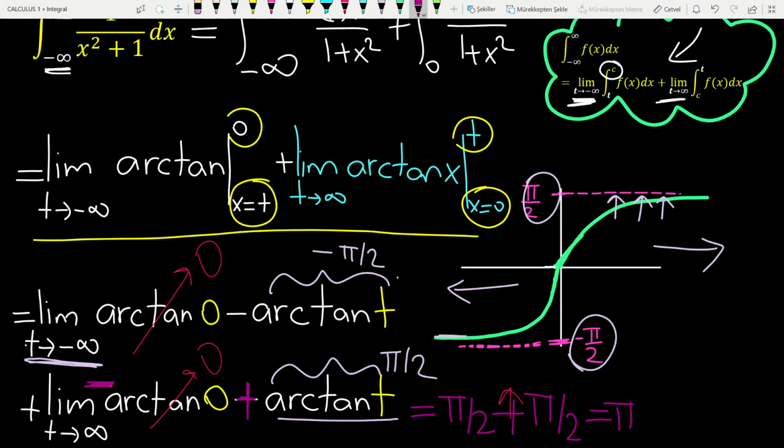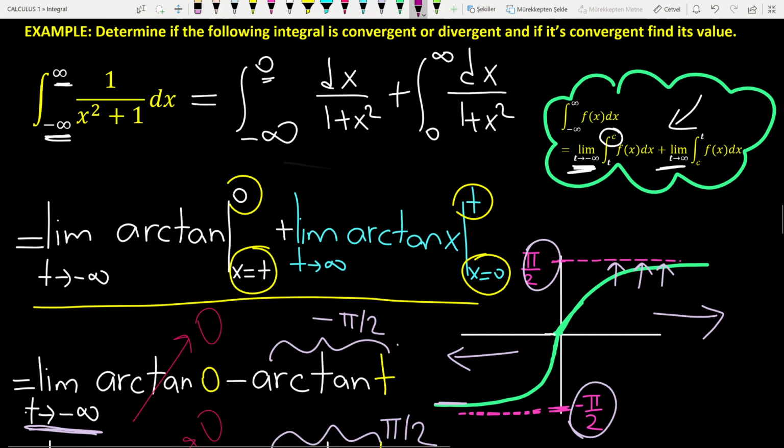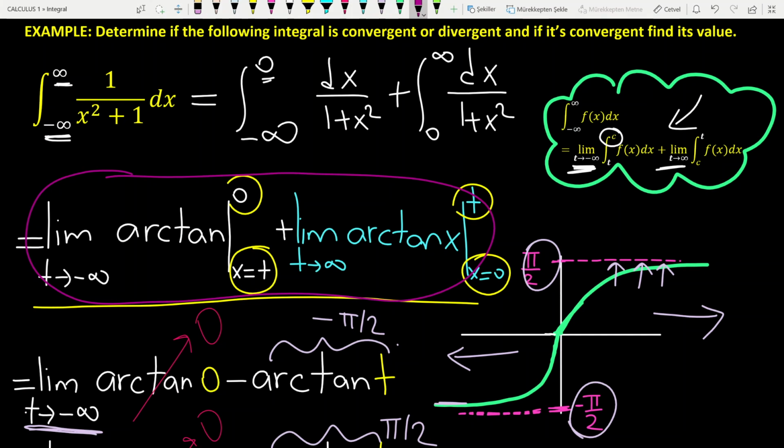Since the answer of this limit expression, let's go back. Since the answers of these two limit expressions are a number, not infinity, the given improper integral is called convergent. And this improper integral converges to the number pi.